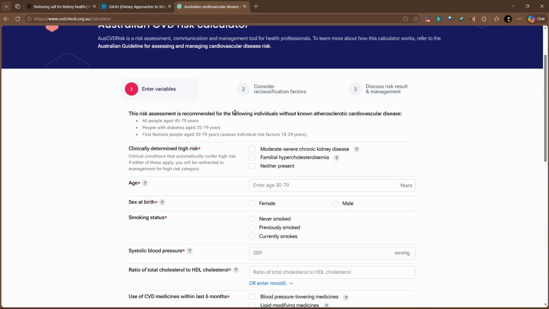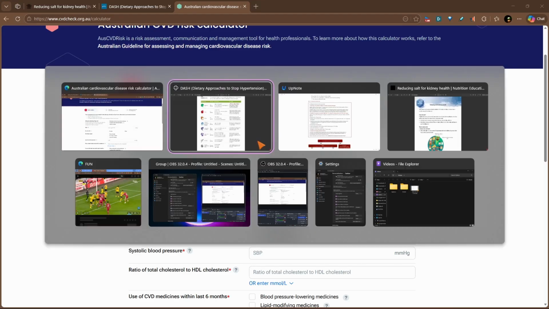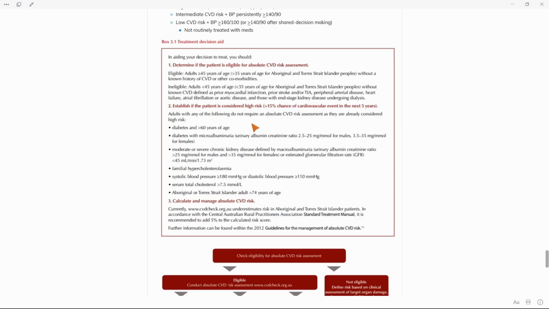and so anyone else will not be eligible for that. The risk assessment is recommended for the following individuals without atherosclerotic cardiovascular disease: all people aged 45 to 79, people with diabetes aged 35 to 79, or First Nations people aged 30 to 79. So this guideline is actually outdated.